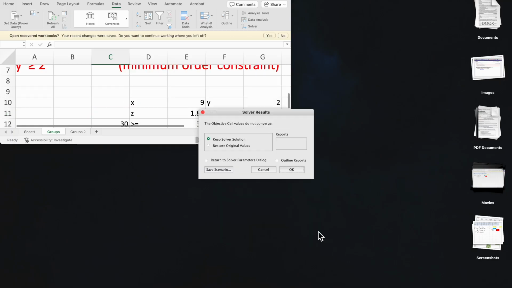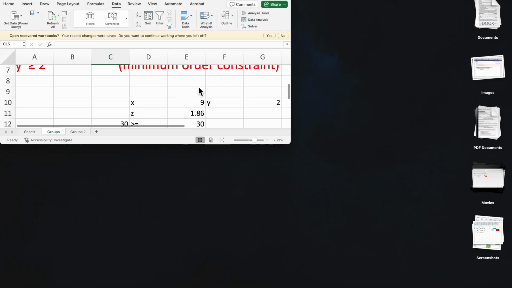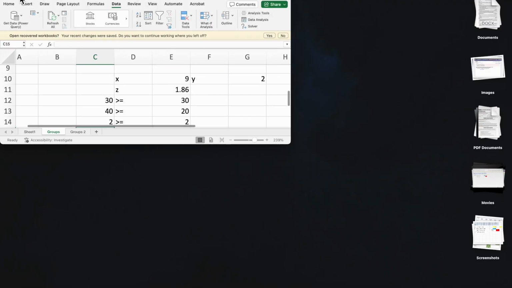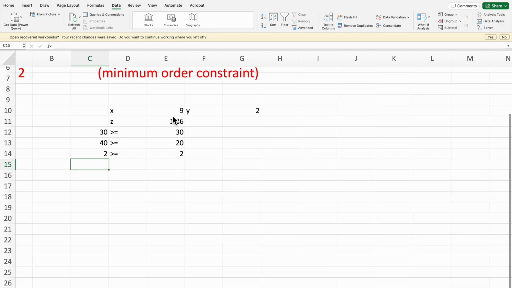Then we can click Solve and keep the solution. Then we get our minimum z, also the optimal value of x and the optimal value of y.